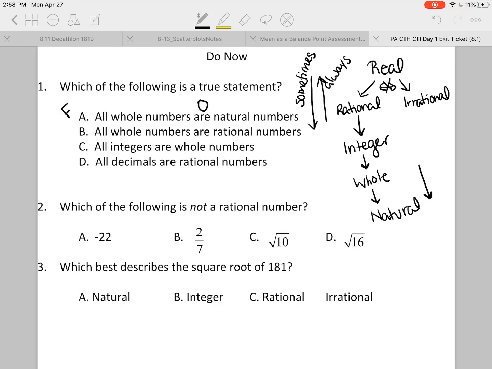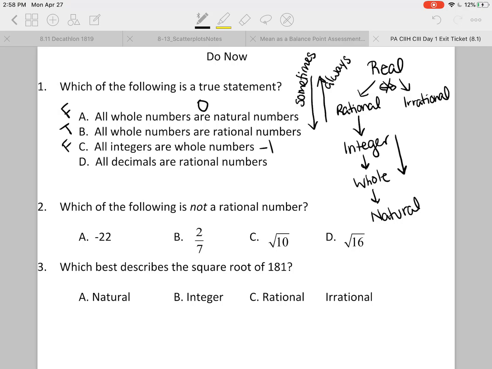B, all whole numbers are rational numbers. So this time we are going from whole to rational. We are moving up the tree, so that is always true. So that is a true statement. C, all integers are whole numbers. We're moving down the tree, so that should only be sometimes true. So that is false.